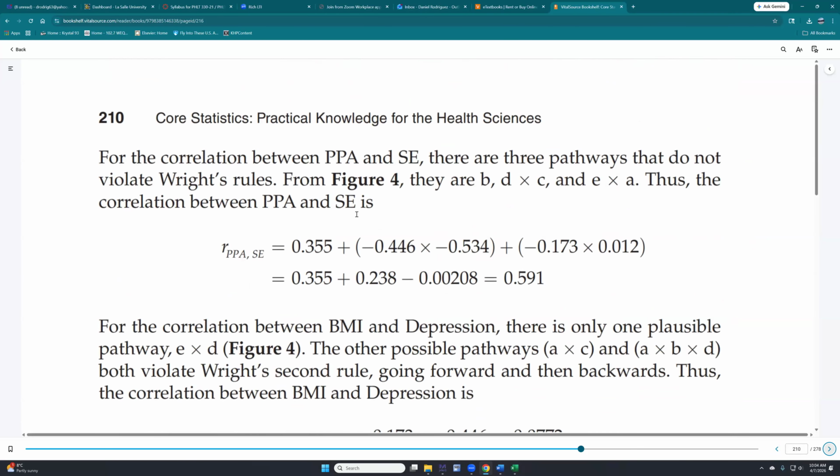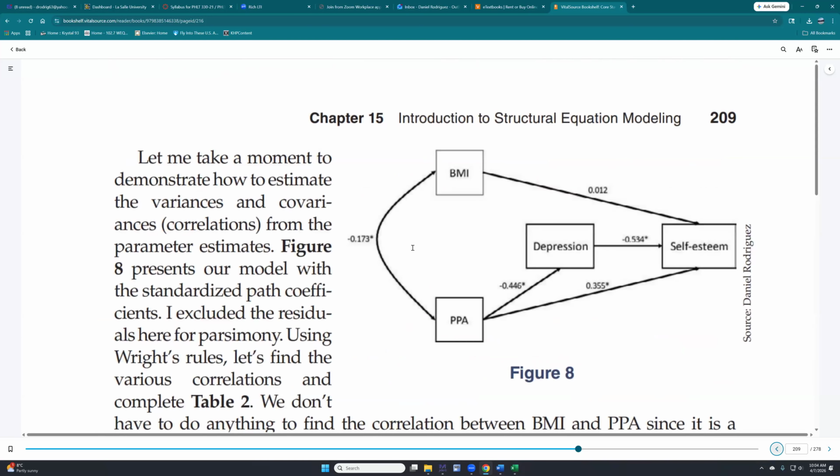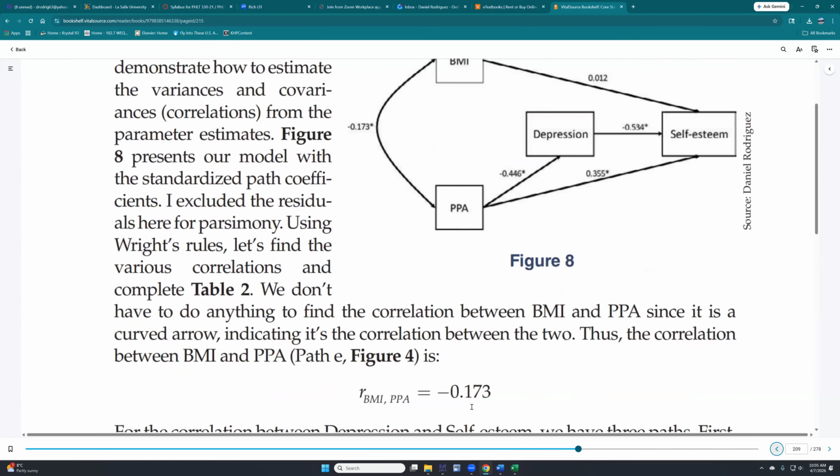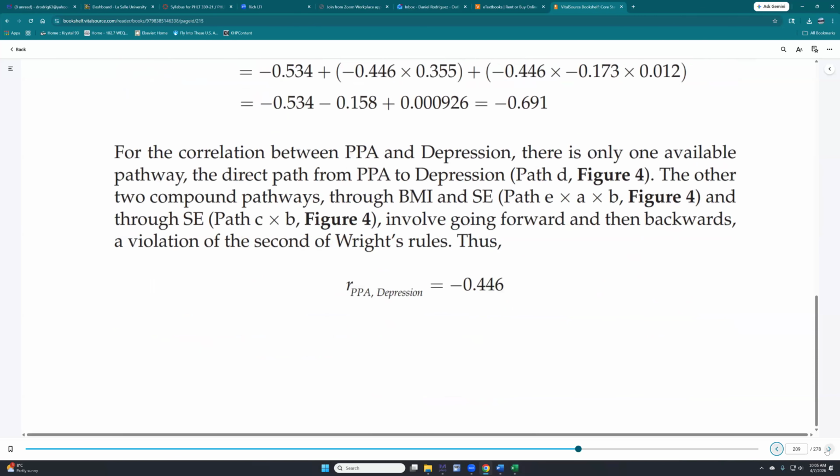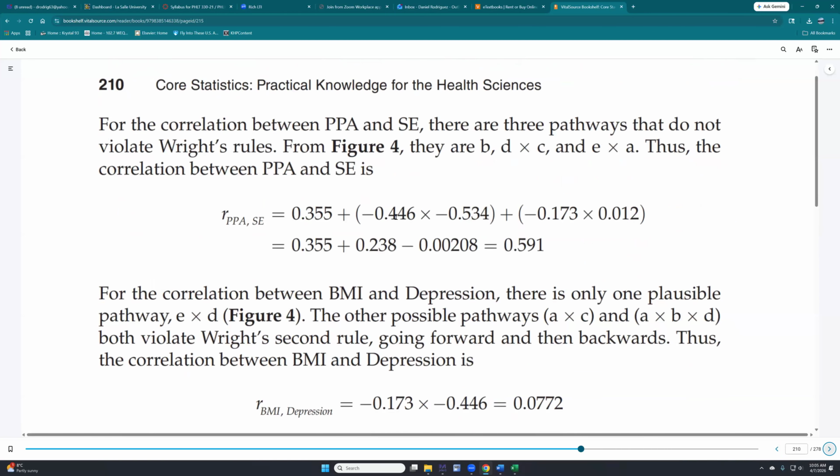For the correlation between PPA and self-esteem, there are three pathways. PPA and self-esteem. Let's go back. There's a lot of back and forth here. Well, okay, I can go directly. It's 0.355. I can go through depression, negative 0.446 times negative 0.345. I can also go this way, negative 0.173 times 0.012. That looks like a 1, 2, 3. All right, so that's three different ways. Let's make sure I didn't mess up somewhere. Yeah, 1, 2, 3 different ways.